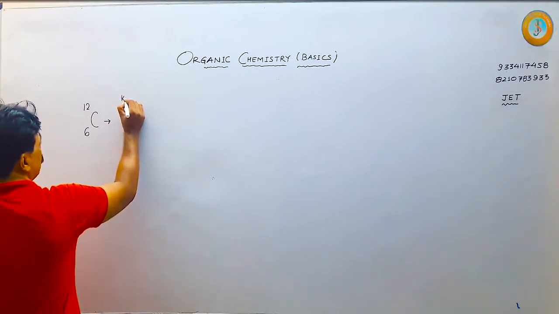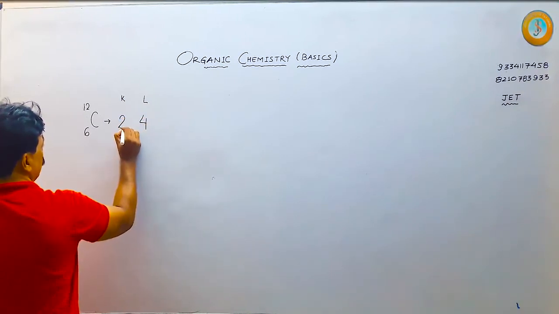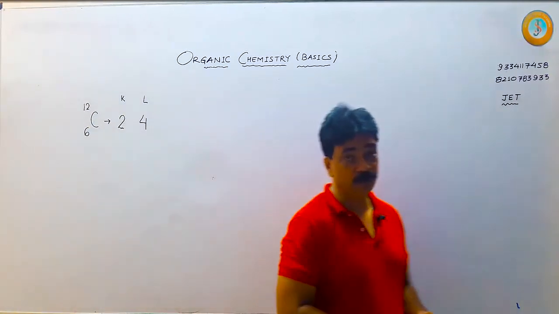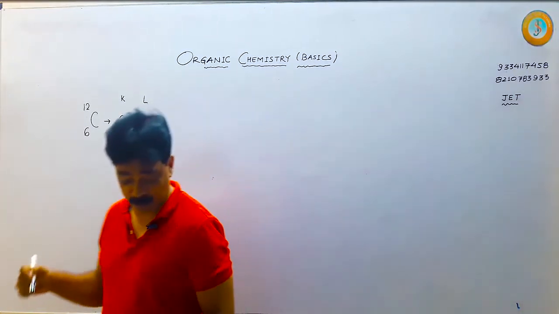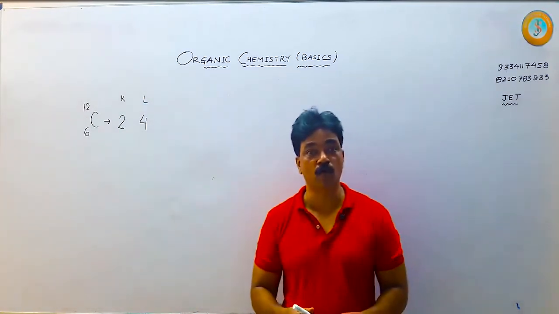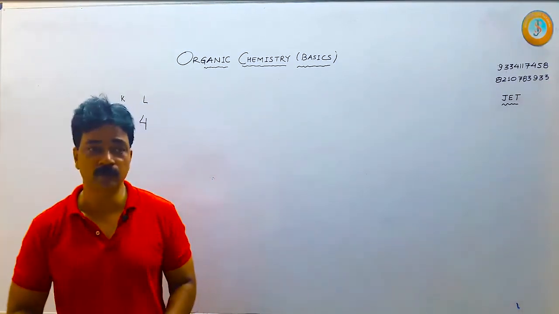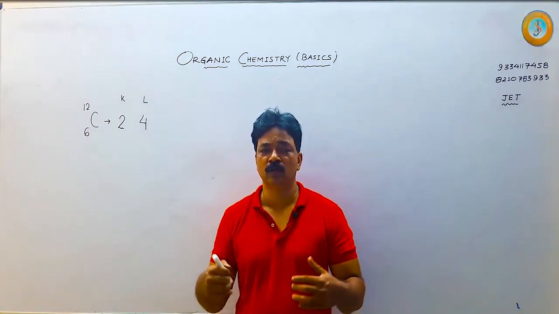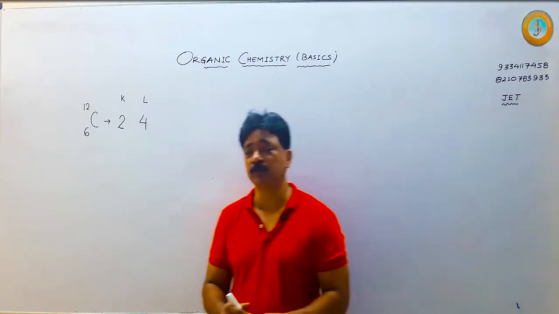So if I write the electronic configuration, it has 2 electrons and 4, that means 4 electrons in its outermost orbit. As you know, in your previous classes you have studied bonding. You know that carbon will need another 4 electrons to complete its octet and give a stable compound. So since carbon has 4 electrons, in the majority of cases it will share electrons with other atoms, that means atoms of other elements.